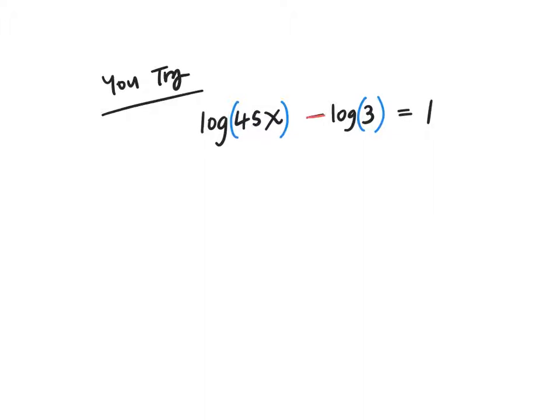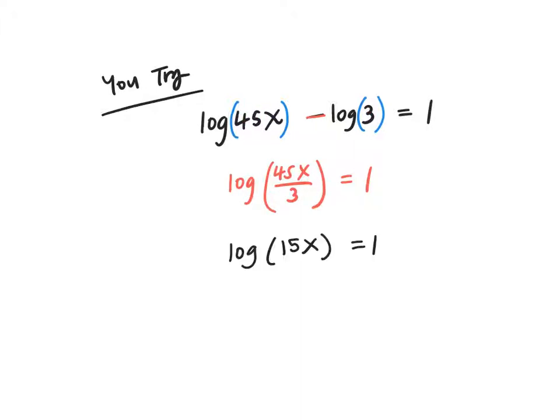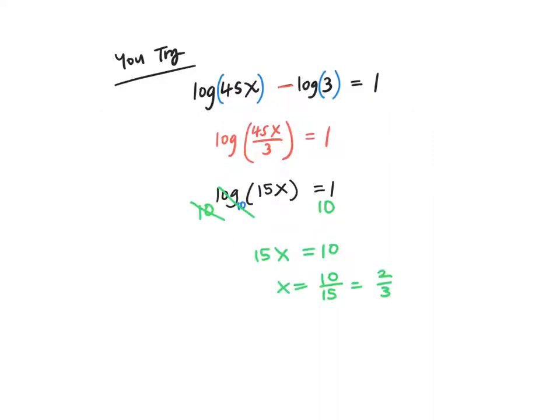And notice because we are subtracting, we can divide the argument. And it simplifies to the common log of 15x equals 1. Remember, this is base 10. When I exponentiate with base 10, I get 15x equals 10, and x equals 10/15ths, or when reduced, it's 2/3.